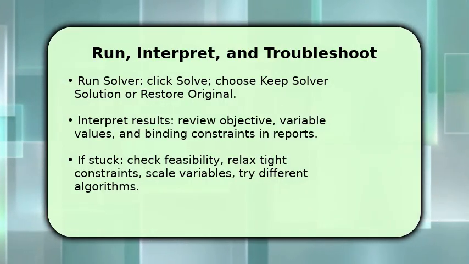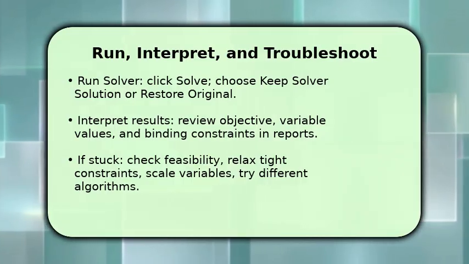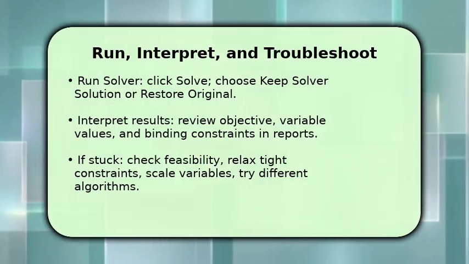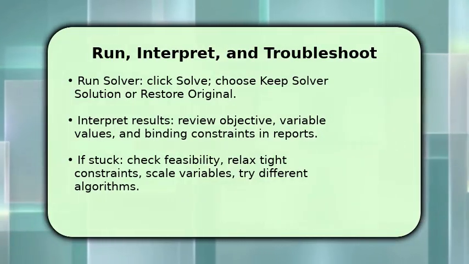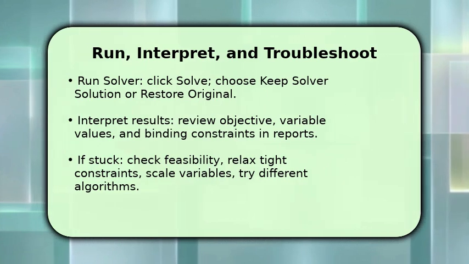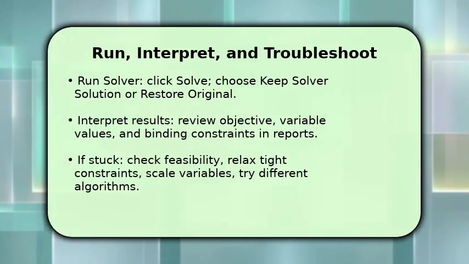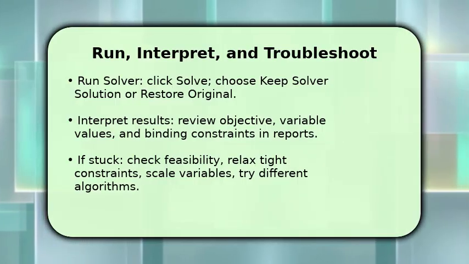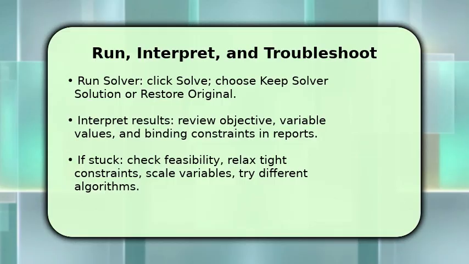If Solver fails or returns infeasible, check constraint logic, relax overly tight bounds, rescale variables to avoid very large or tiny coefficients, and switch algorithms. Often moving from GRG to Evolutionary, or vice versa, resolves tricky models.